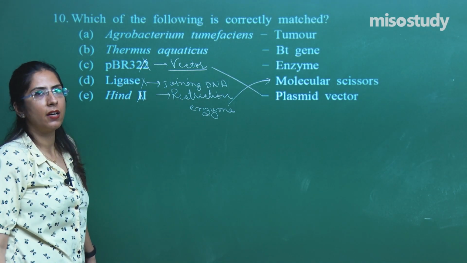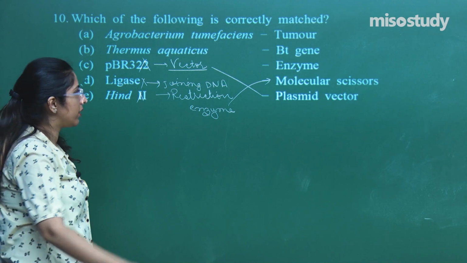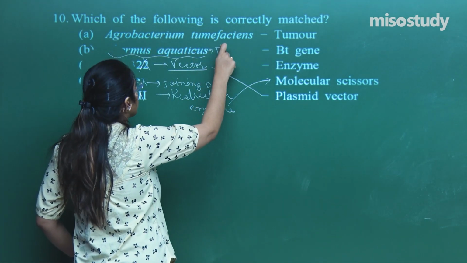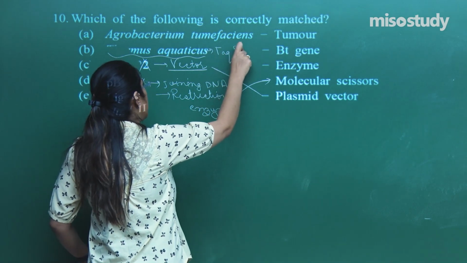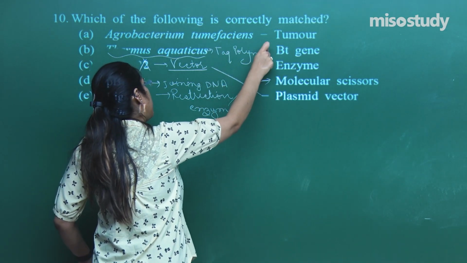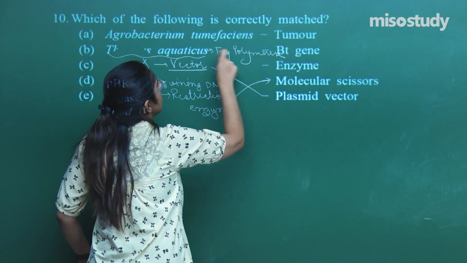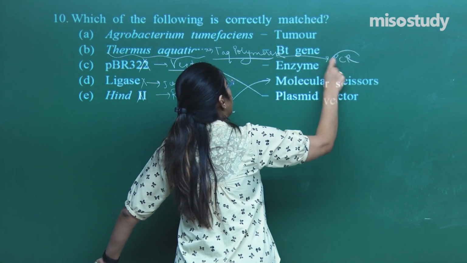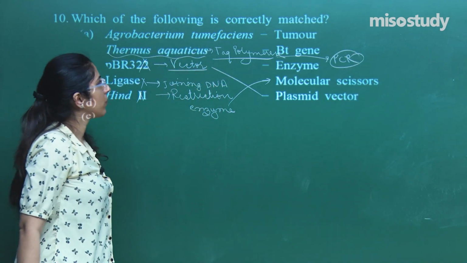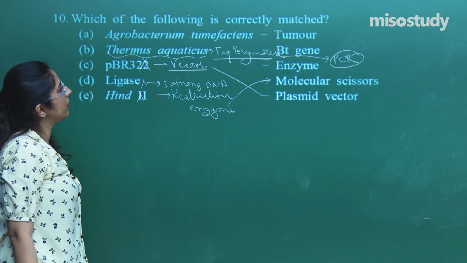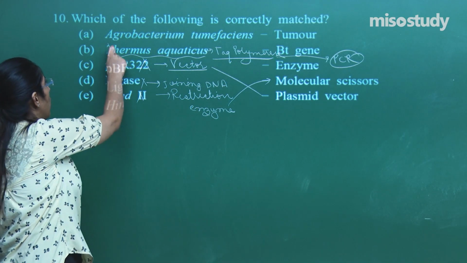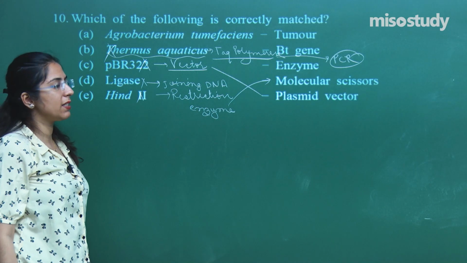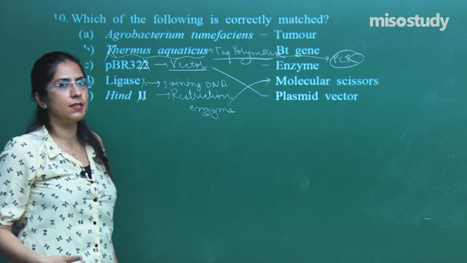Option B indicates Thermus aquaticus. I have already discussed that it produces one enzyme which is called Taq polymerase, and this Taq polymerase is used in the PCR process at the synthesis time. In the correspondence it is written Bt gene, so this is also a wrong one. Bt means Bacillus thuringiensis. Bt gene is that gene which provides resistance to the plant.